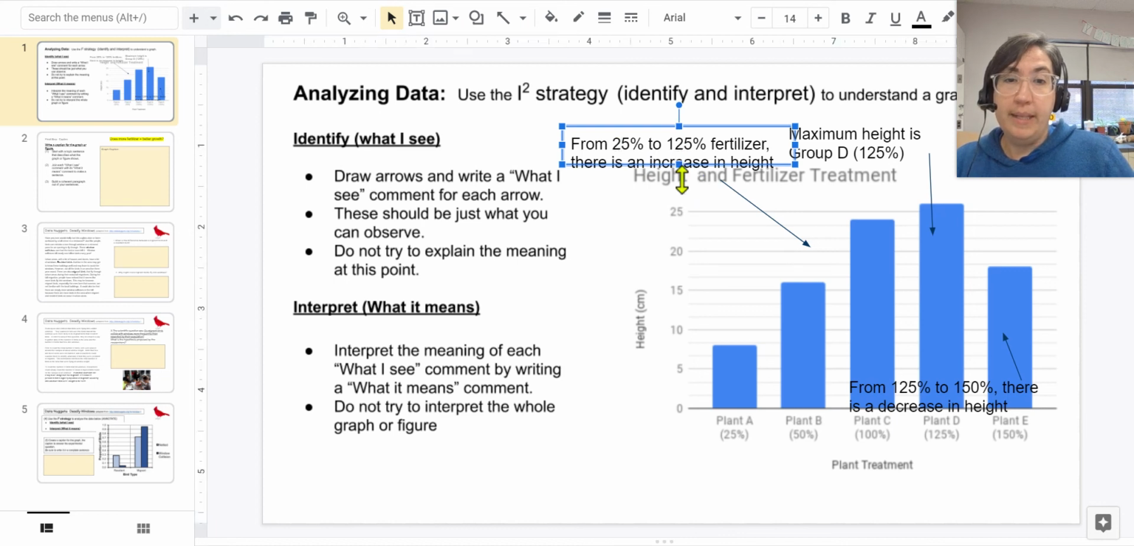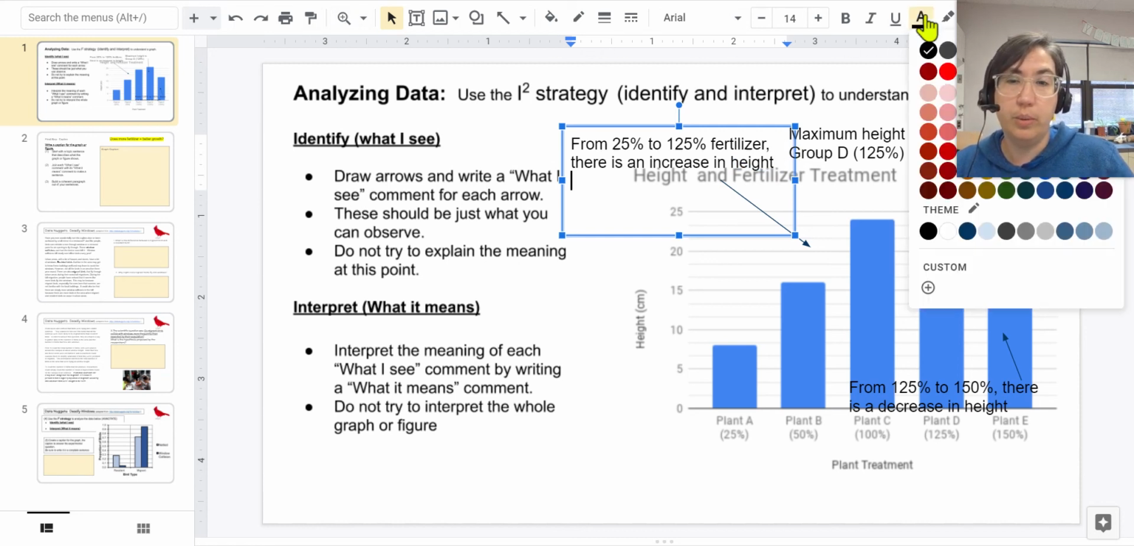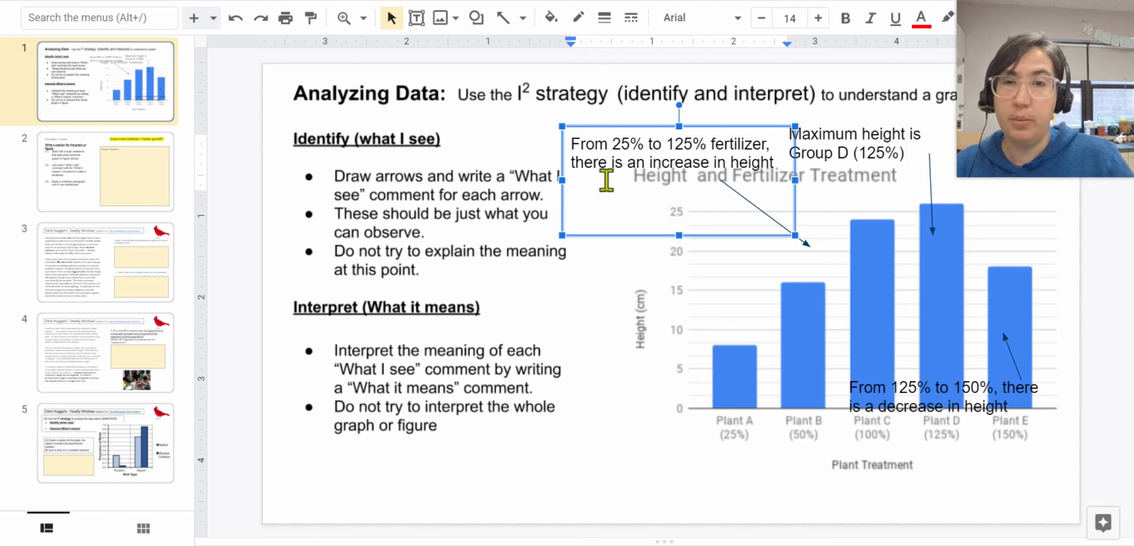I can come back to this box and I'm going to add my interpret right to this box, but I'm just going to change my text color. So let's change it to, I think I'll change it to red. You can change it to whatever color you want.